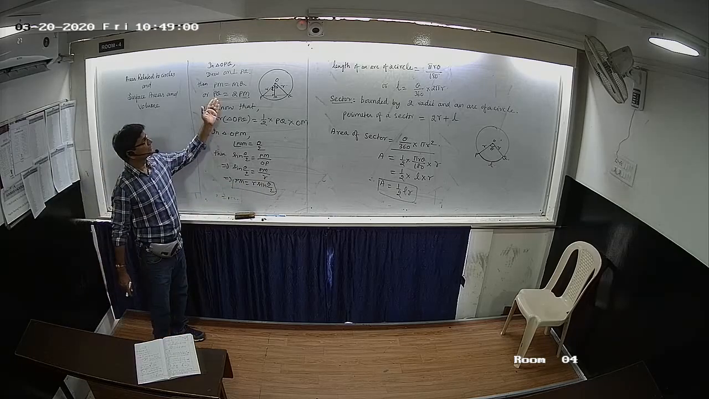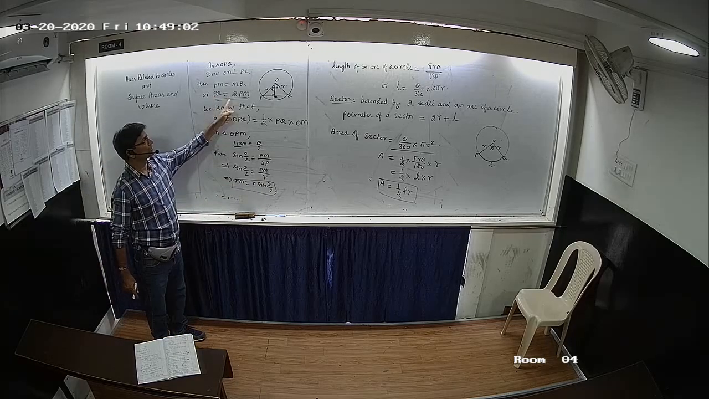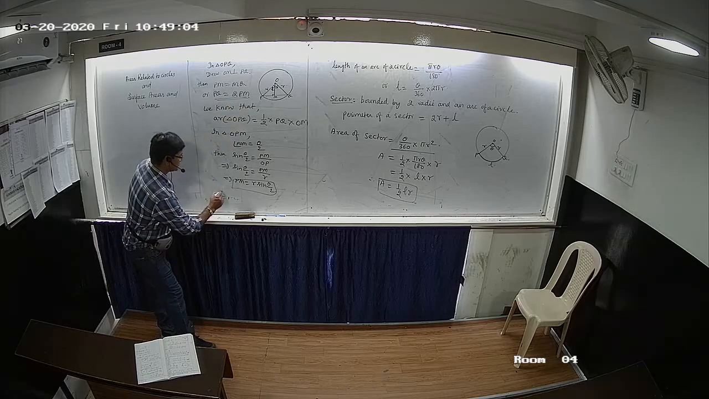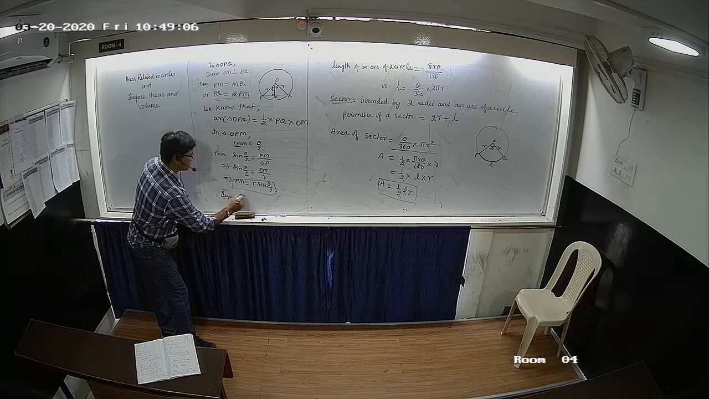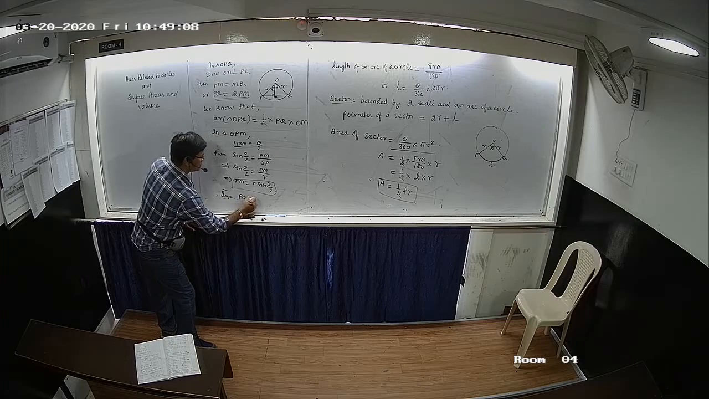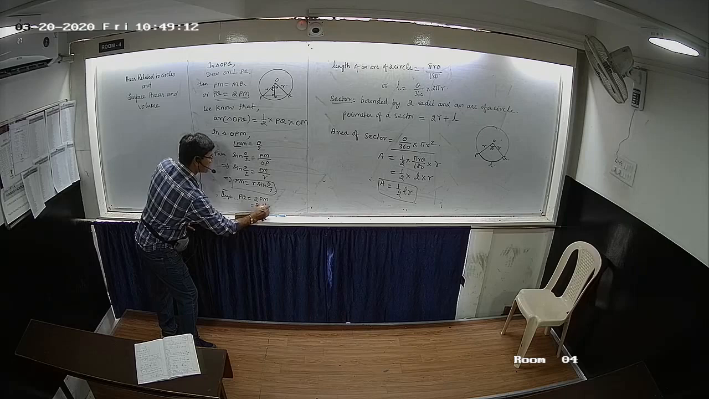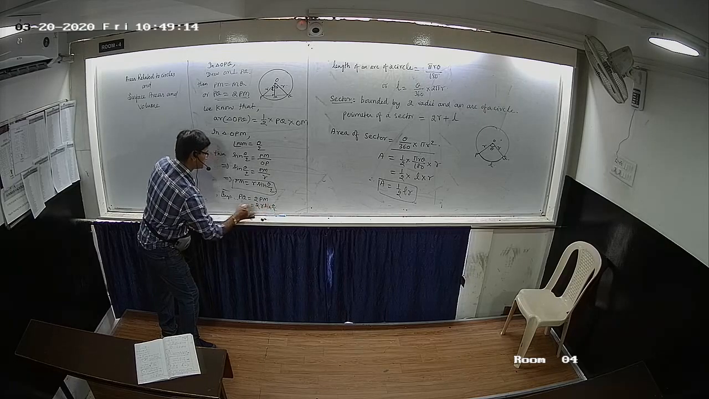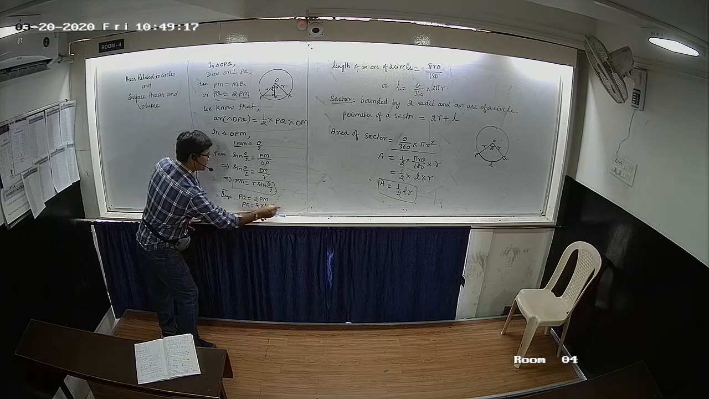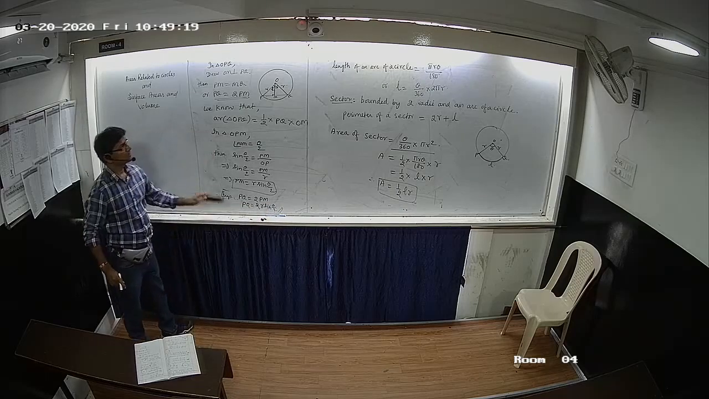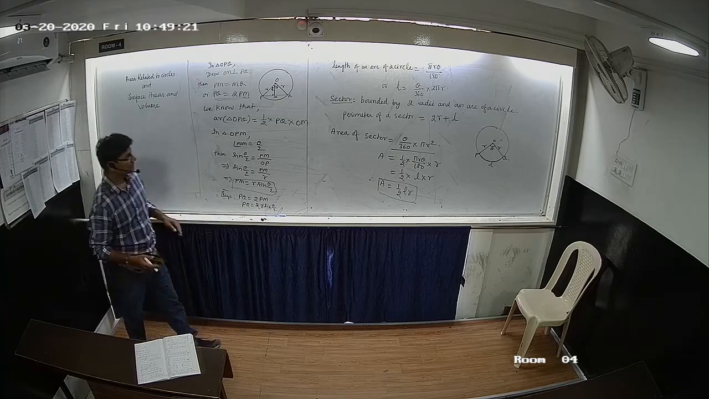Now PQ is equal to 2 PM. Thus, we get PQ is equal to 2 PM, that is equal to 2R sine theta by 2. This is equal to PQ. Now we need to find out OM.